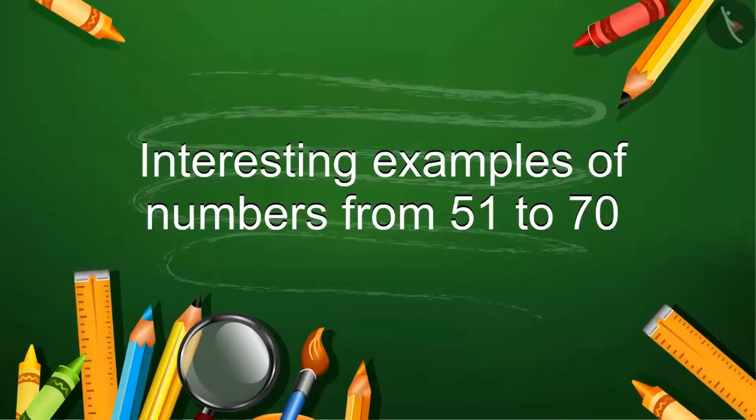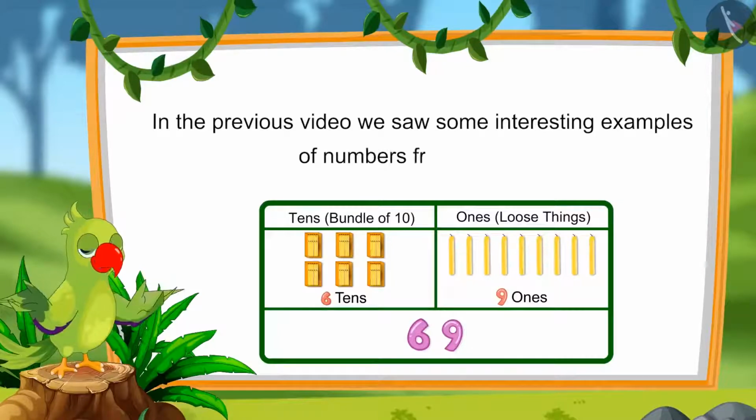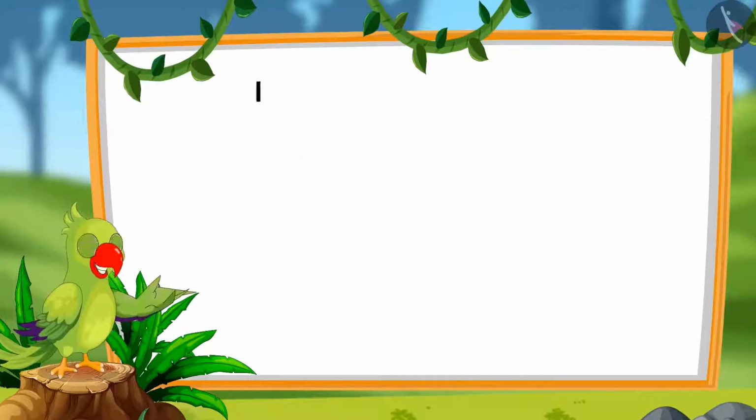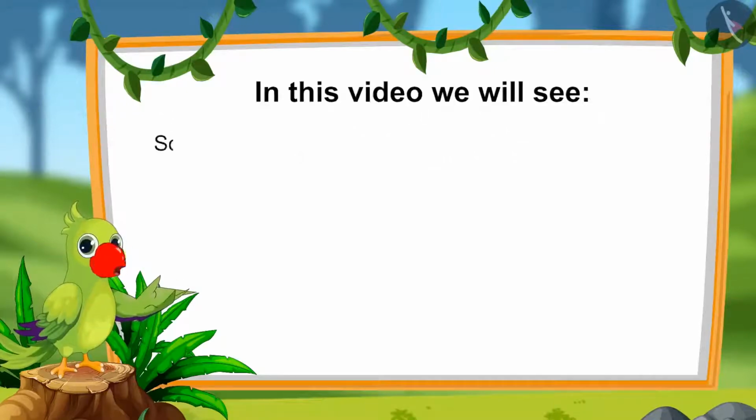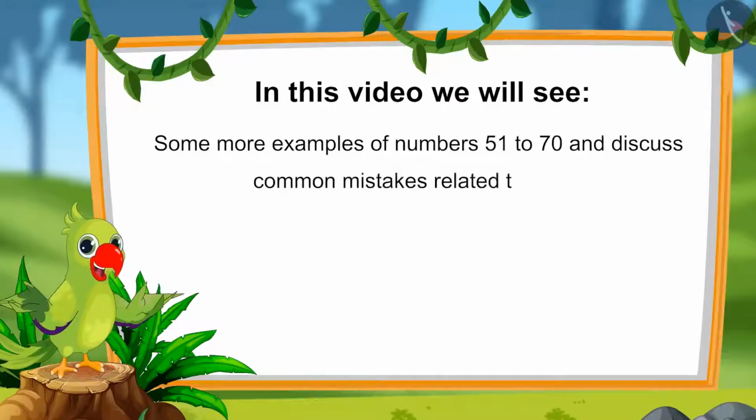Interesting examples of numbers from 51 to 70. Hello children. In the previous video, we saw some interesting examples of numbers from 51 to 70. In this video, we will see some more examples related to those numbers. We will also discuss the common mistakes that we should avoid.